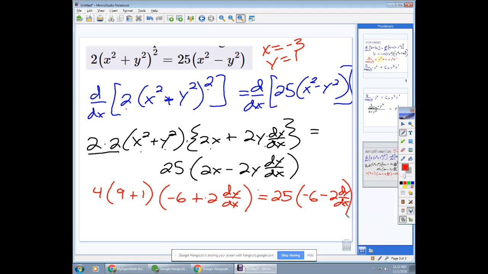So if it doesn't ask specifically for dy dx, as soon as you get your initial differentiation done, just plug in and do arithmetic from there. Yeah, you have to do a little algebra, but way less algebra. Yeah, what's up? Can we do number 9? Sure.